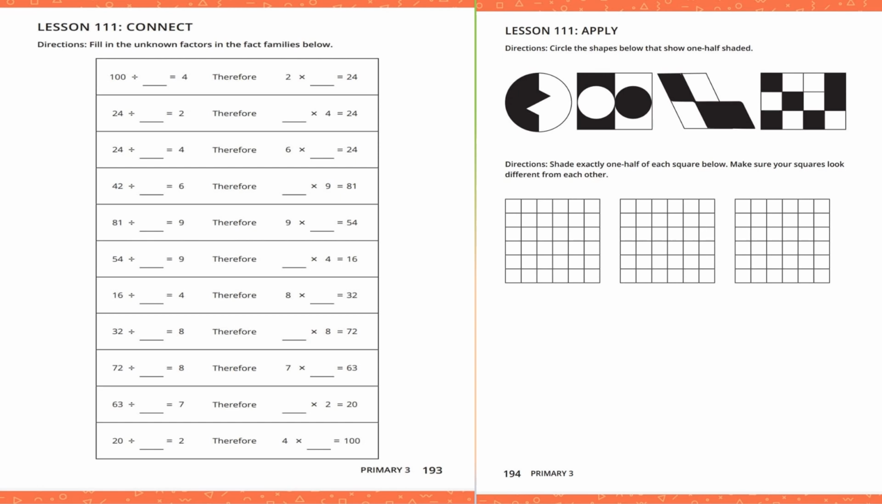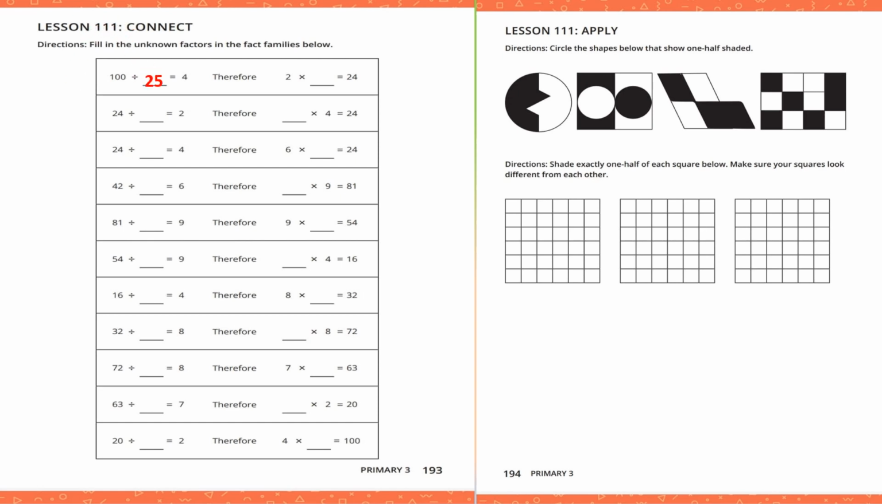Open Math book page 193. Connect. Directions. Fill in the unknown factors in the fact formulas below. The first one here, 100 divided by what equal 4? 4 times 25 equal 100. So 100 divided by 25 equal 4.